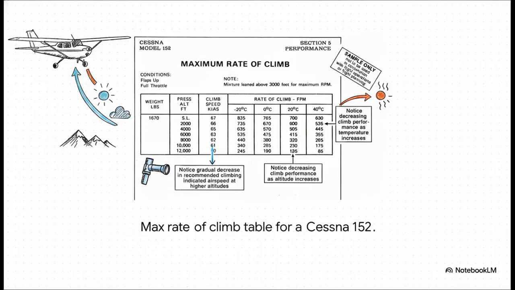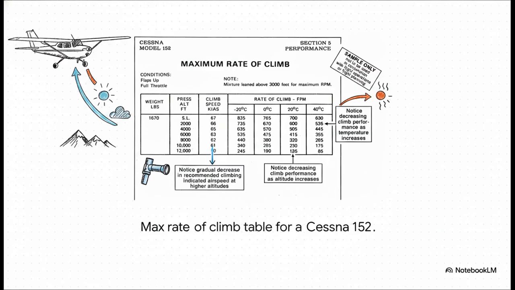To really put this into perspective, let's look at the hard data from a Cessna 152 POH. Take a second to scan the columns here. Notice how a hot day at a high altitude absolutely crushes your maximum rate of climb. Look at the top left. At sea level, on a standard 0-degree day, you might be climbing comfortably at over 700 feet per minute. Not bad. Now, follow the chart all the way down to the bottom right. Push that temperature up to 40 degrees Celsius at 10,000 feet, and you're barely squeezing out 175 feet per minute.